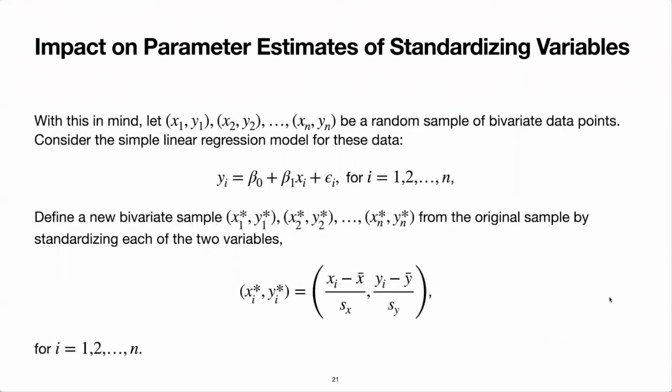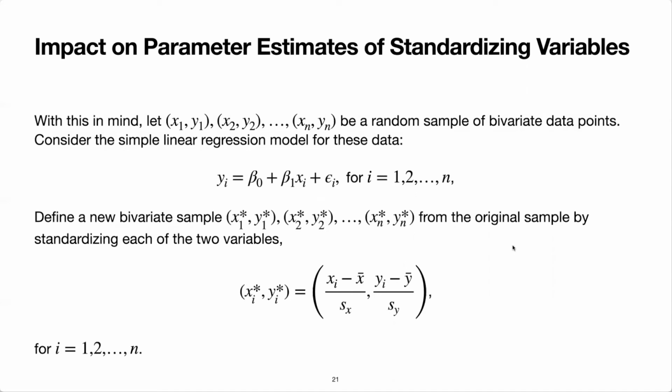Now, with this in mind, let x1, y1, x2, y2, and so forth up to x sub n, y sub n be a random sample of bivariate data points. Consider the simple linear regression model for these data: y sub i equals beta 0 plus beta 1 x sub i plus epsilon sub i, where i goes from 1 to n. Define a new bivariate sample, which we'll denote by x1 star, y1 star, x2 star, y2 star, and so forth up to x sub n star, y sub n star.